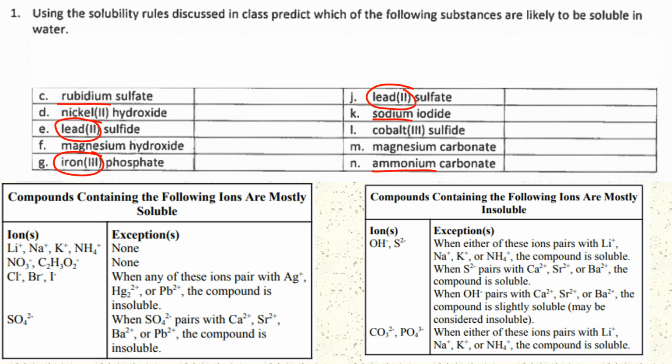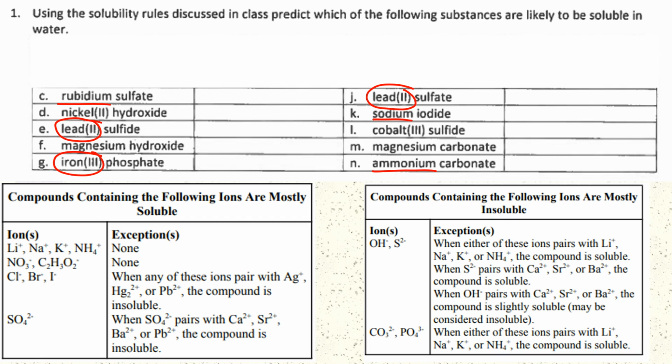So let's start looking at a couple of these. All right, I want us to look at C, K, and N first. I underlined rubidium, sodium, and ammonium. And I always try to get rid of the easy ones first, the ones that I can know without really thinking.